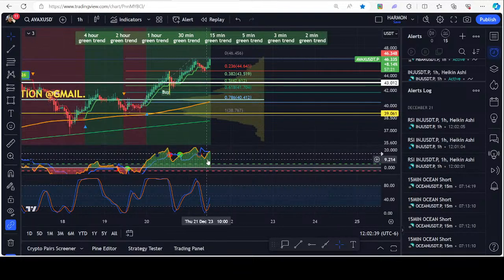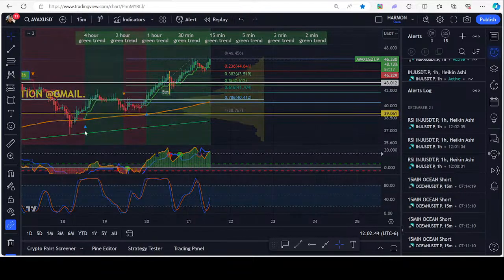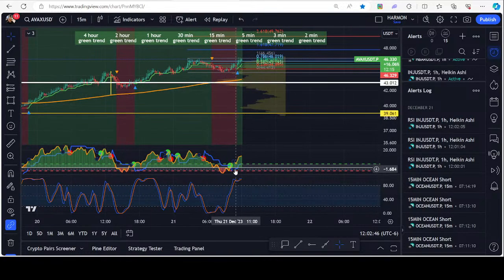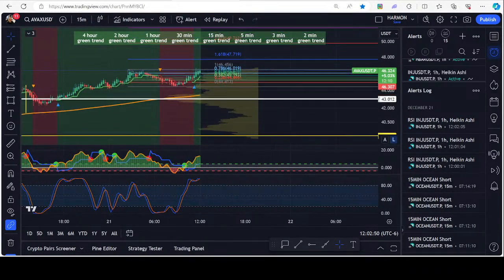So this actually looks really good. So first thing I want to look at is the RSI. It's there. That looks good. 15-minute. The only thing I need here is a 15 moon and a trend. That looks good. So AVAX looks like it wants to pump here.